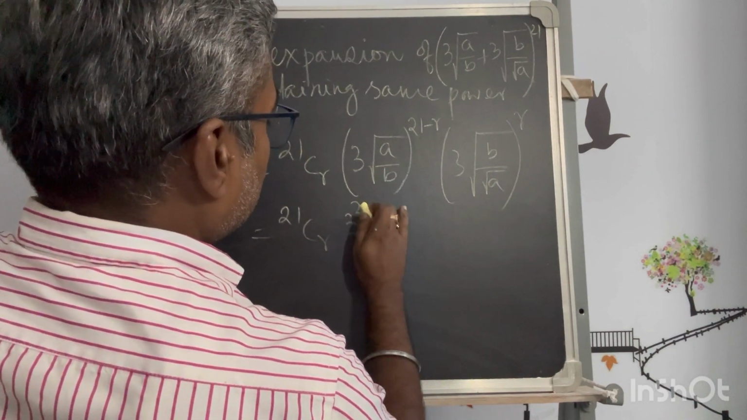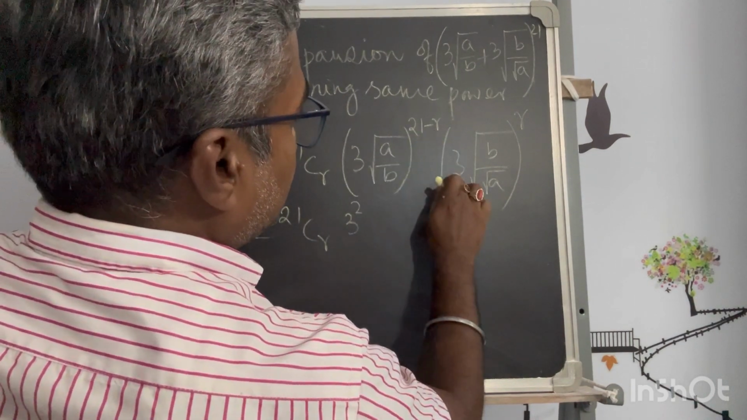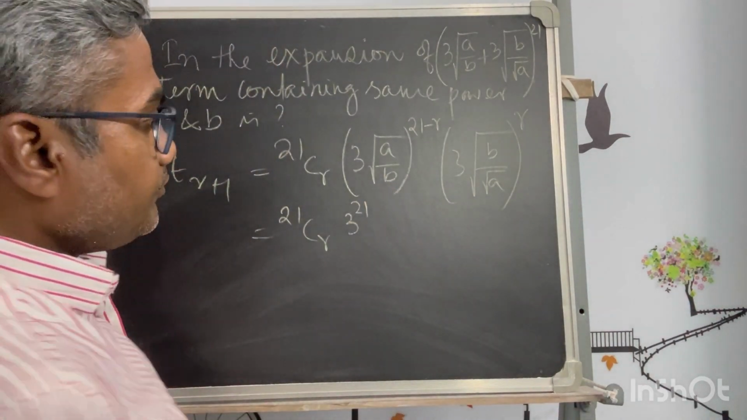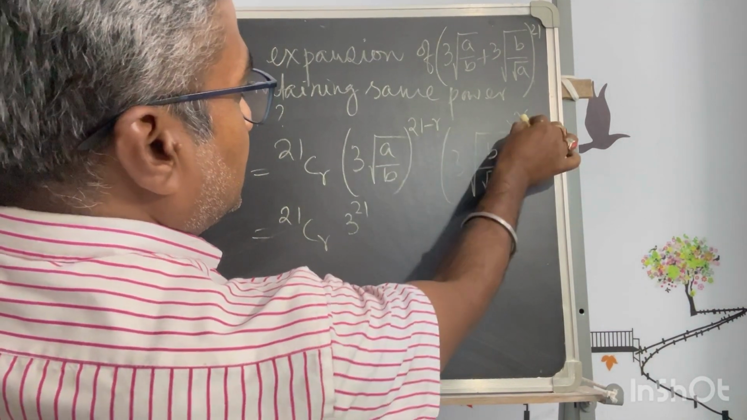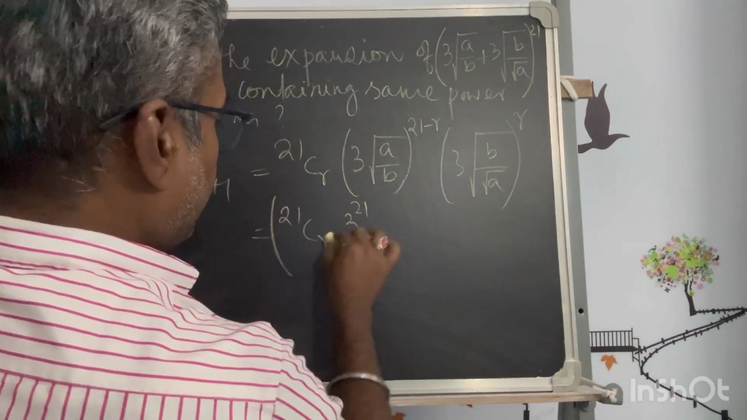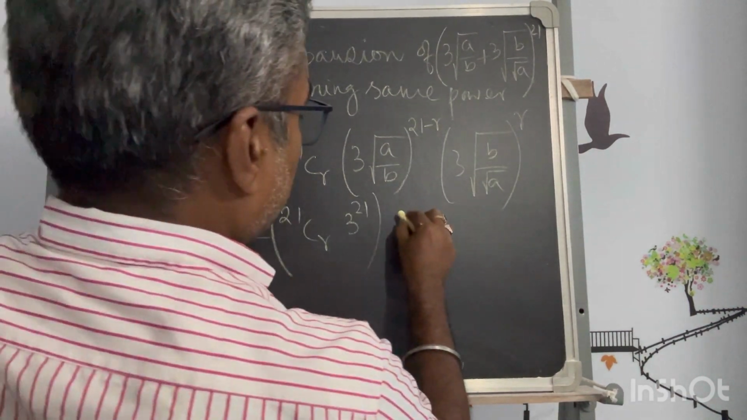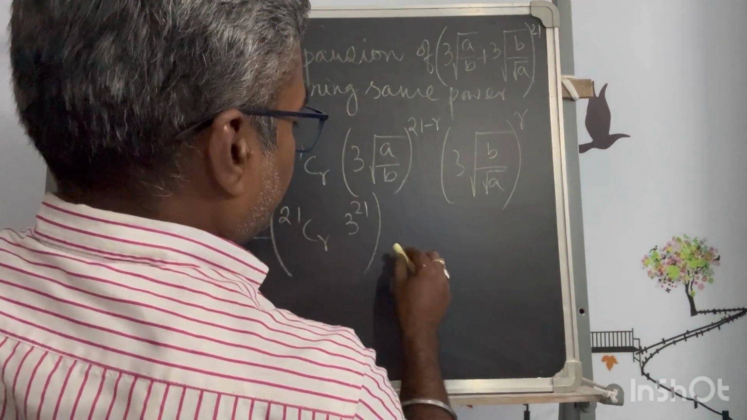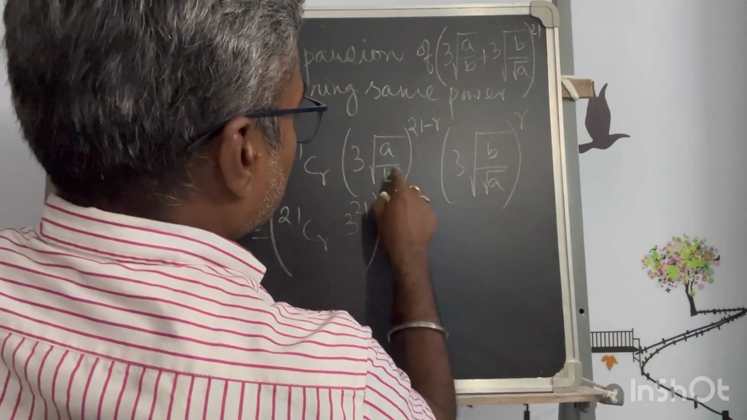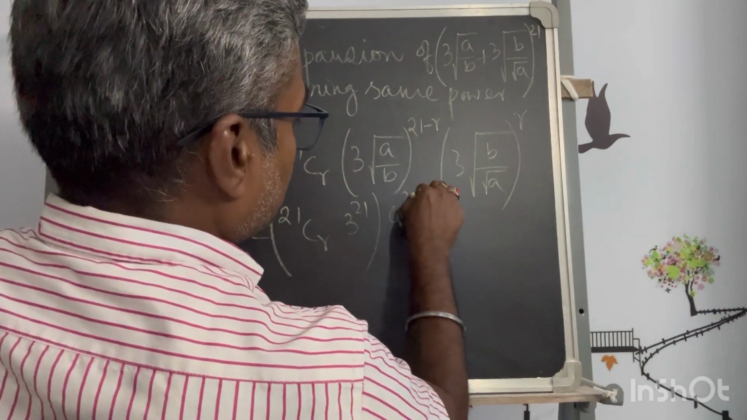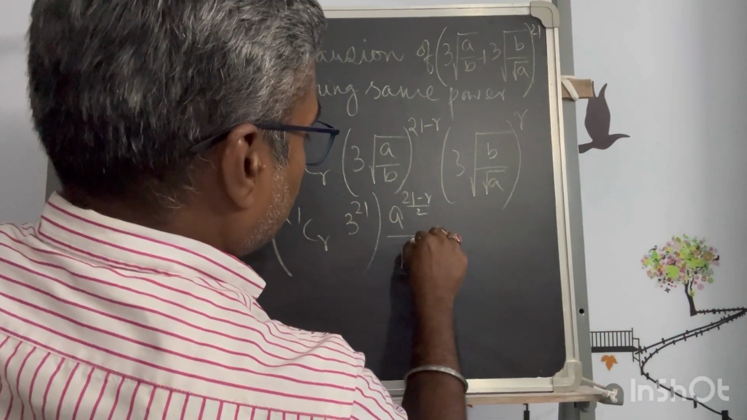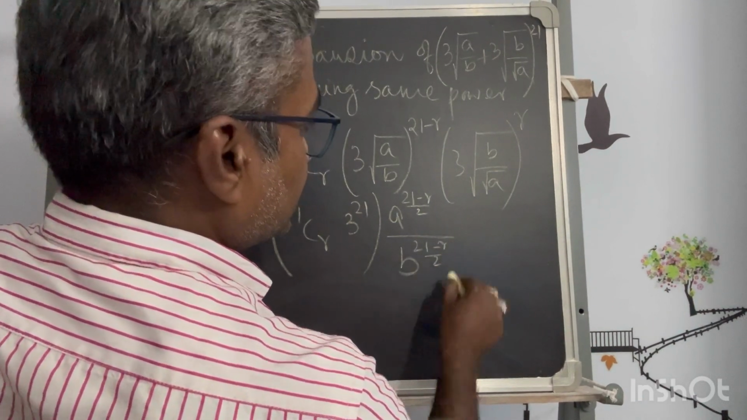So 3 to the power 21 minus r and 3 to the power r all together will be 3 to the power 21, because 21 minus r plus r will be 21. So I can separate out all the constants. Now talking about the power of A. So this is the whole power of A: A to the power half, so (21 minus r) by 2, and B to the power (21 minus r) by 2, the first one.